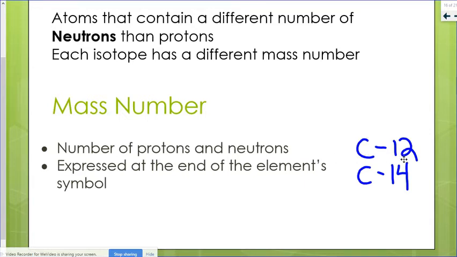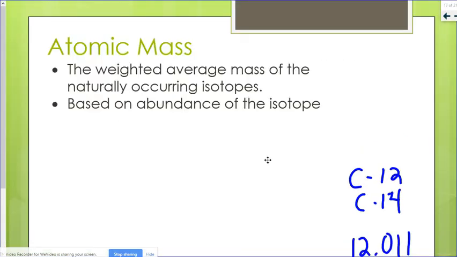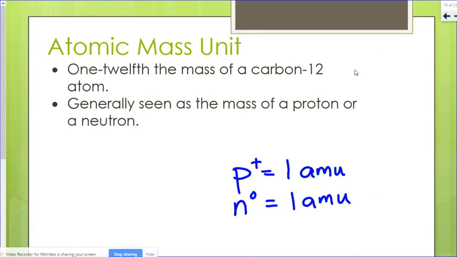Carbon then is here. Most of the atoms are carbon 12. Some of them are carbon 14. And that's why carbon's number on the periodic table is 12.011, because we do have a few of these thrown in. It's based on abundance. So the weighted average on the periodic table is based on the abundance of those isotopes occurring in nature. So like I said, for carbon here, the one that you're going to have the most of is going to be carbon 12. You're going to have a few carbon 14s, and that's why this isn't just 12. It's 12 and a little bit more.